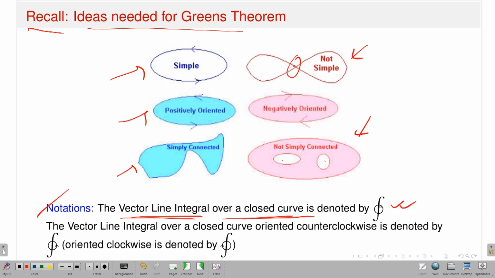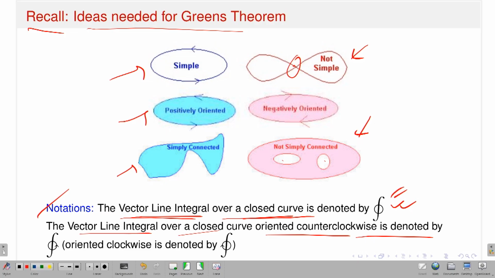This is the integrations. Now, look, if I have a circle there, that means I am talking about the vector line integral over a closed curve, and the vector line integral over a closed oriented counterclockwise curve. Therefore, I have a notion of vector line integral. That means I have to integrate a vector valued function over some curve, and if that curve is a closed curve, then this is the corresponding vector line integral notation.